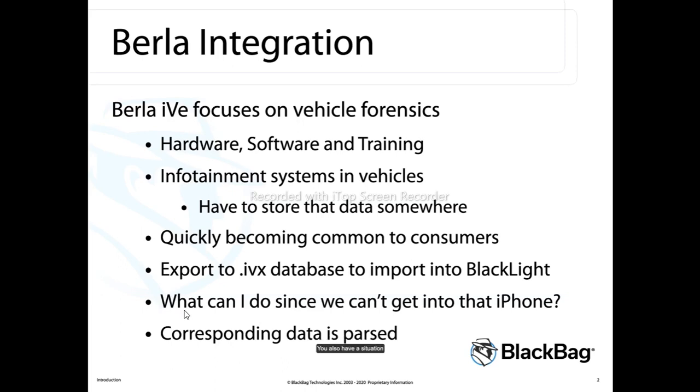You also may have a situation where you have another data source. You may have an iPhone but can't get into it. Now you have a vehicle, and you also served the search warrant and got information from their residence and acquired a laptop and a desktop. You can bring all of those data sources into Blacklight and go through the data in one instance, in one case file. You can collaborate between them, so you can find information that's contained on all of those things and how they're relative to each other.